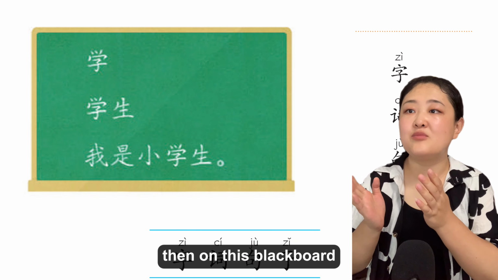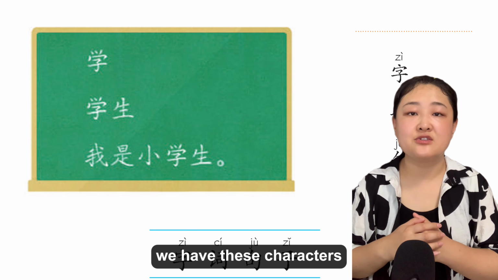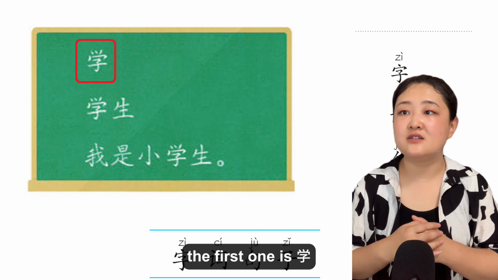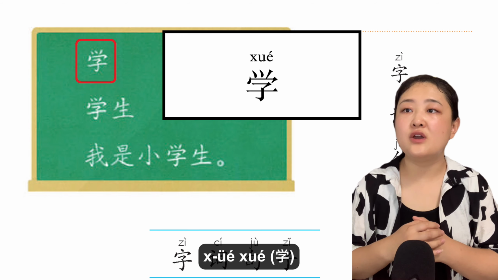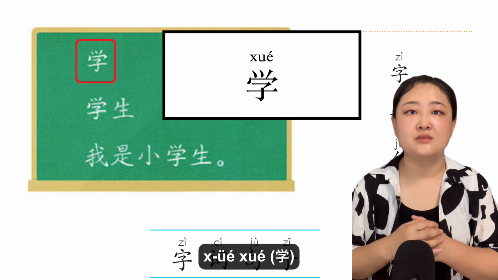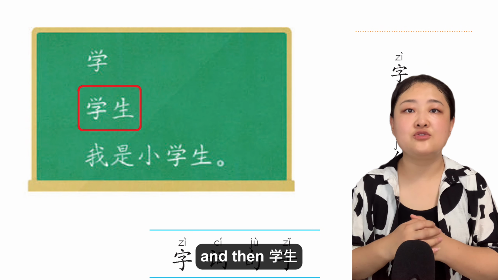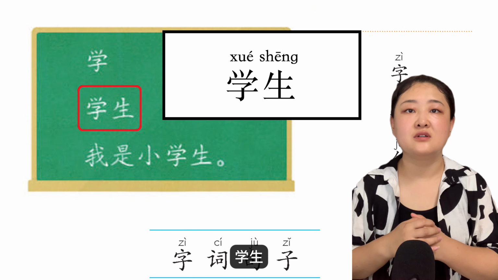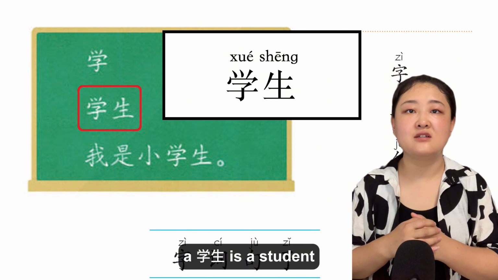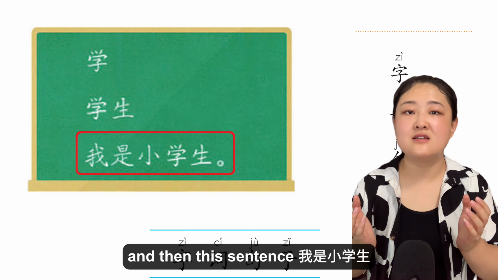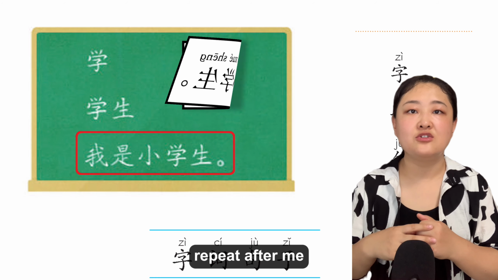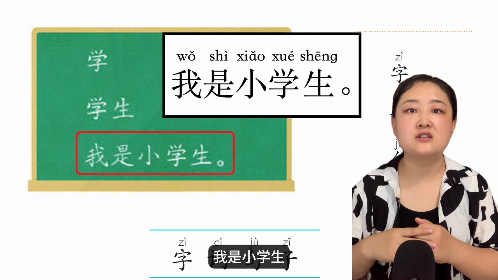And then on this blackboard we have these characters. Review after me. The first one is 学. 学 means to learn or to study. And then 学生. A 学生 is a student. And then the sentence, 我是小学生. Repeat after me. 我是小学生.